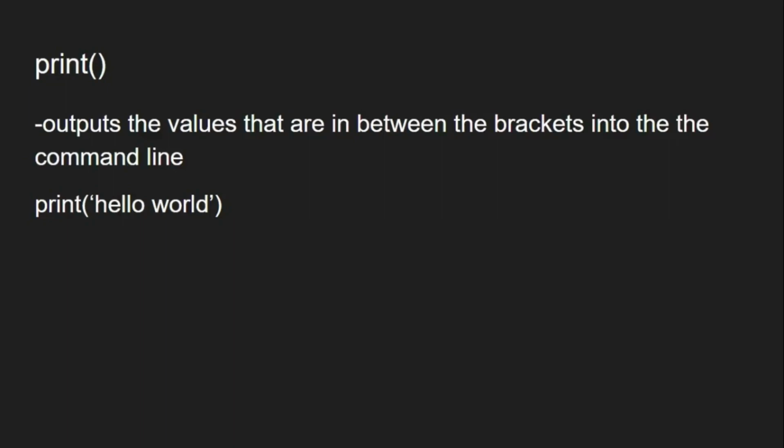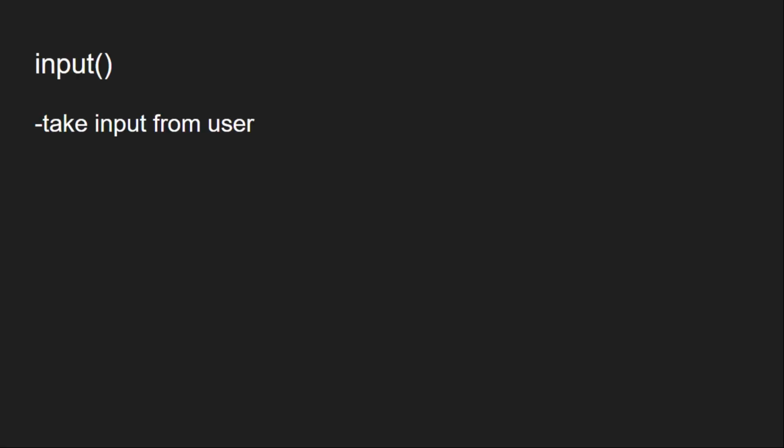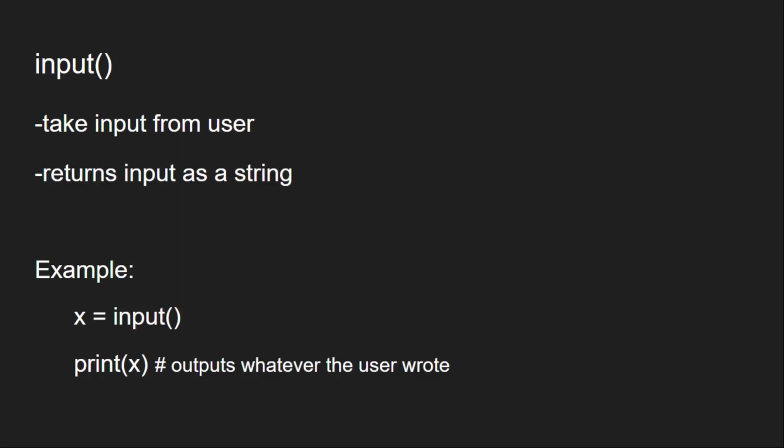The print function outputs whatever is in between the brackets into the command line. You can use an F string to combine variables and text at the same time. We can receive input from the user by calling the input function. The input function always returns a string value.